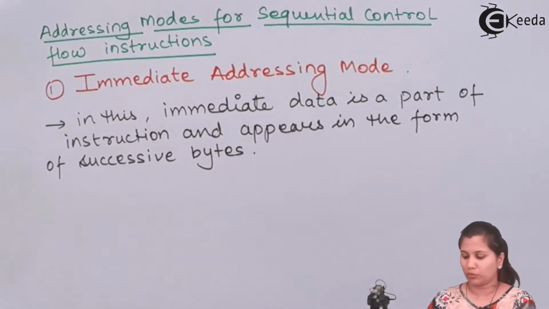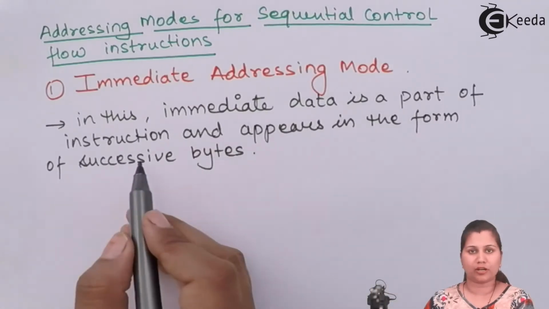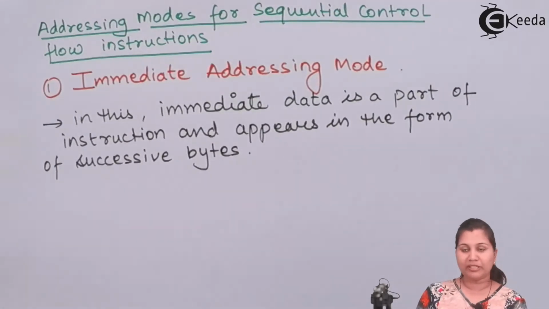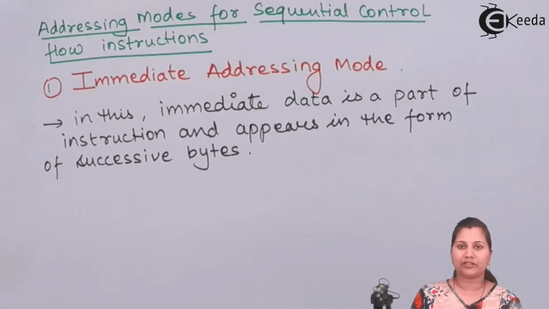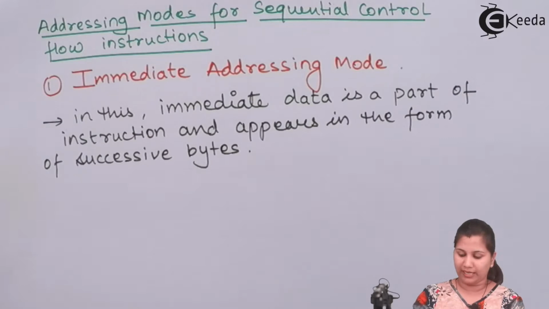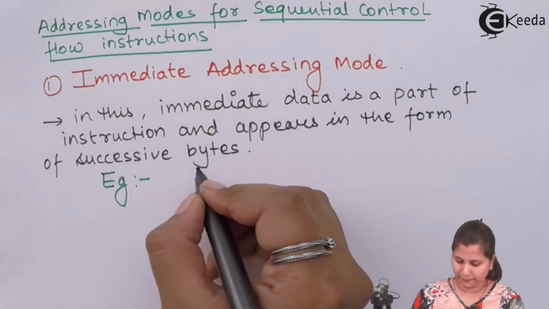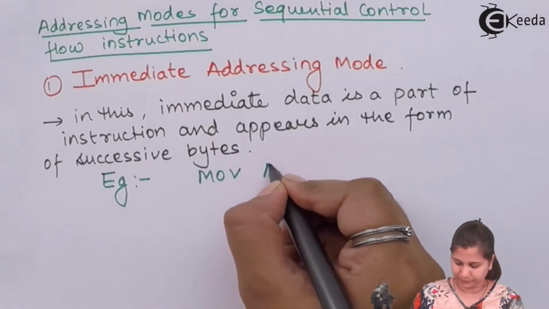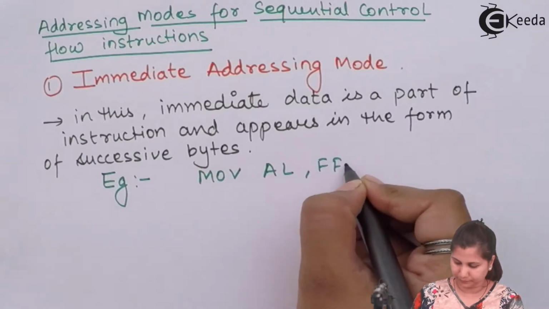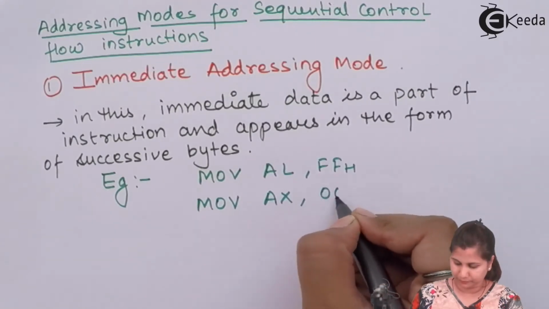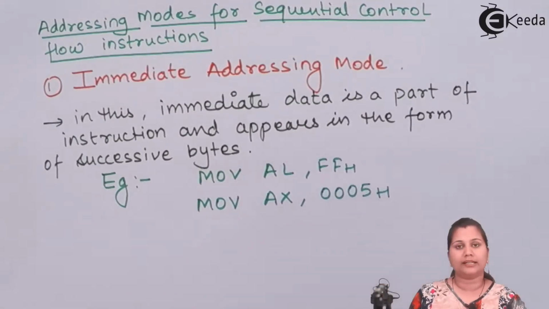So in this addressing mode, the immediate data is a part of the instruction itself and it appears in the form of successive bytes. So the immediate data, that is the operand, is available in the instruction itself. This type of addressing mode is known as the immediate addressing mode. An example of this is these two instructions. They are examples of immediate addressing mode.